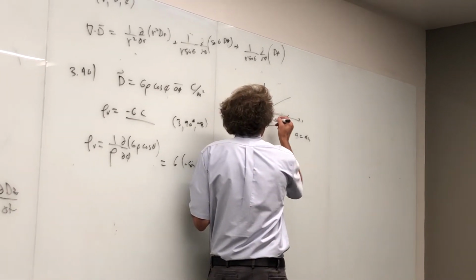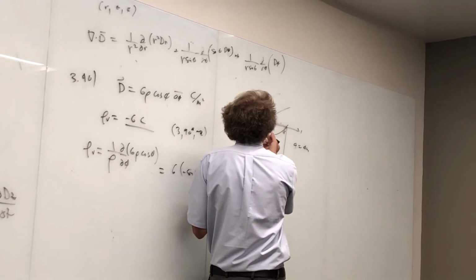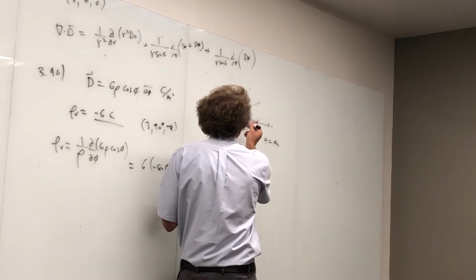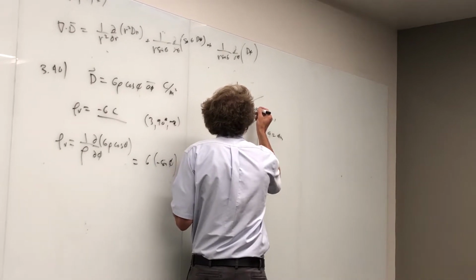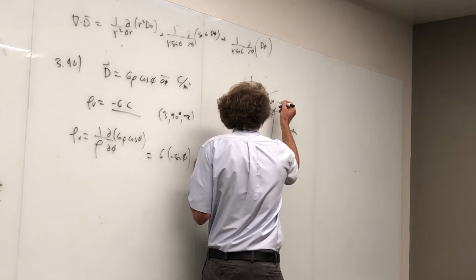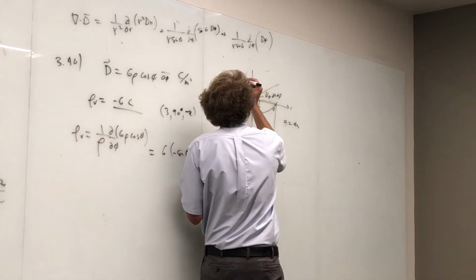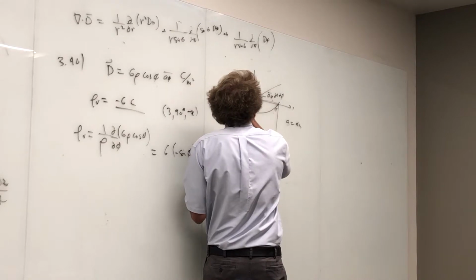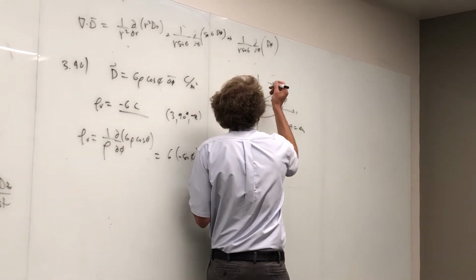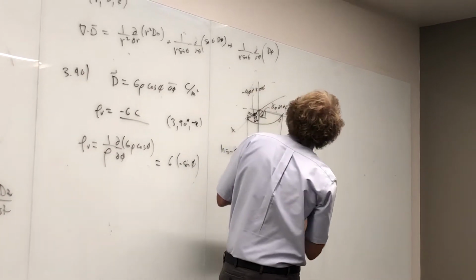That would be the differential surface right here on this side. The differential surface here on this side, that would be minus a_phi. The differential surface here on this side would be plus a_phi, and it would be dz, and it would also be d rho. This surface right here is minus a_phi dz d rho.